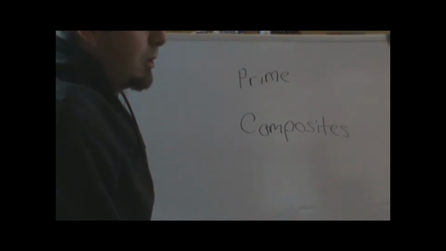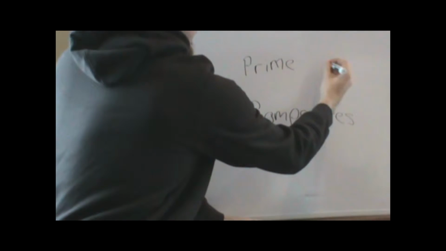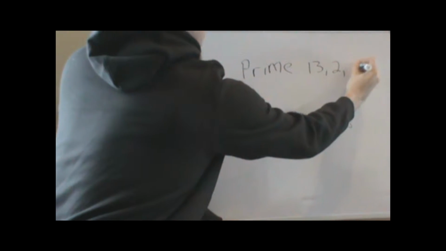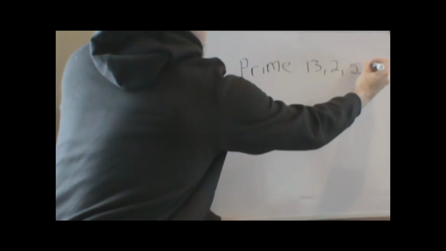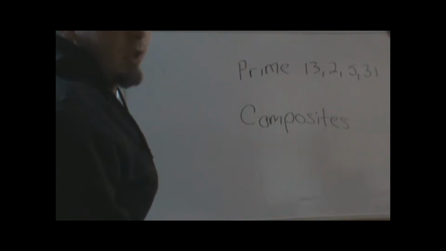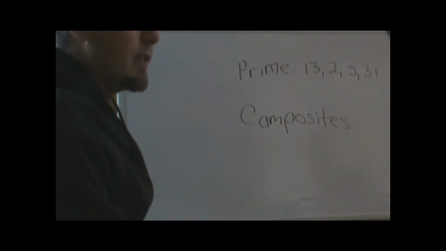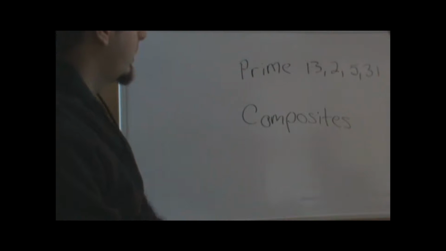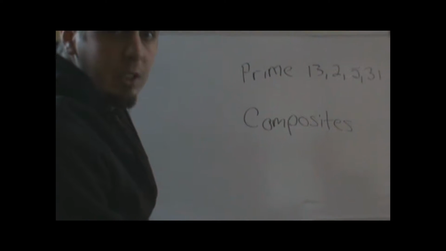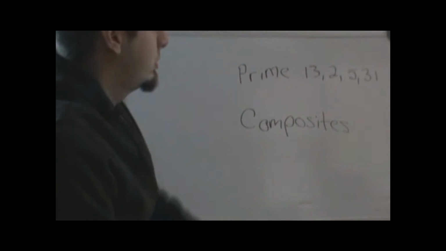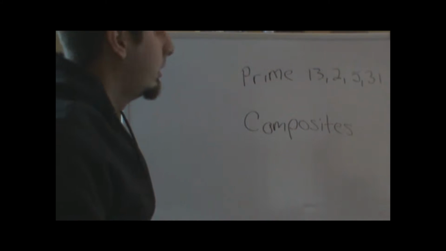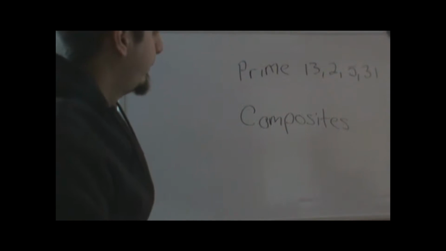Prime numbers are numbers like 13, 2, 5, 31. These numbers have factors of only 1 and itself. So in other words, the only numbers that divide into 13 evenly are 13 and 1. The only numbers that divide into 2 evenly are 2 and 1, and the only numbers that divide into 5 or 31 are themselves and 1.